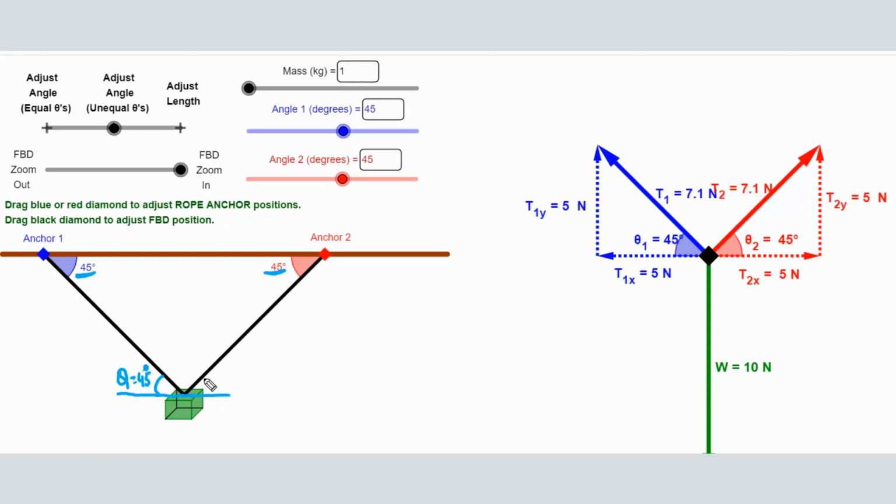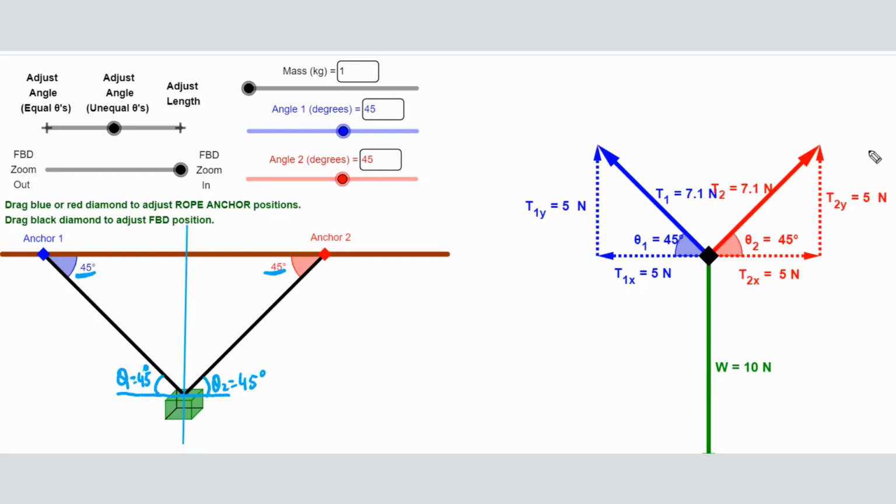So this angle, let's say this is theta 2, this one also has to be 45 degrees because this angle is 45. Now you can also see this object is at the center. So if I simply draw a line here, you can see this object is at the center when the angles are the same.